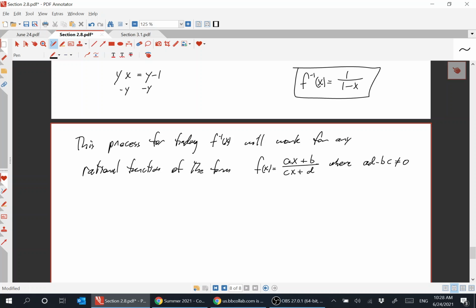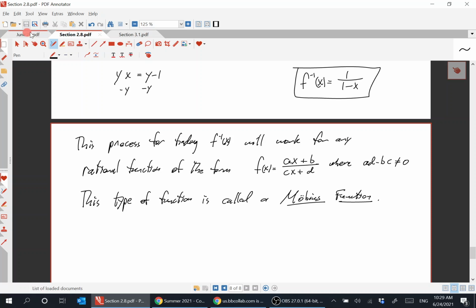But this type of function is called a Moebius function. Anyone ever heard this guy's name before? Moebius? Like a Mobius strip? Yeah, exactly. He's the guy that's famous for the Moebius strip. He did a lot of other stuff besides that, but this is a Moebius function.